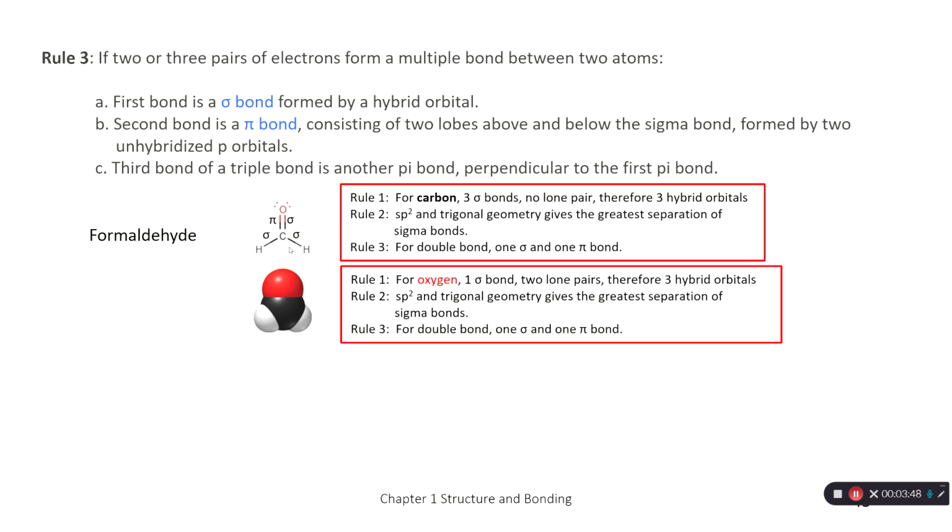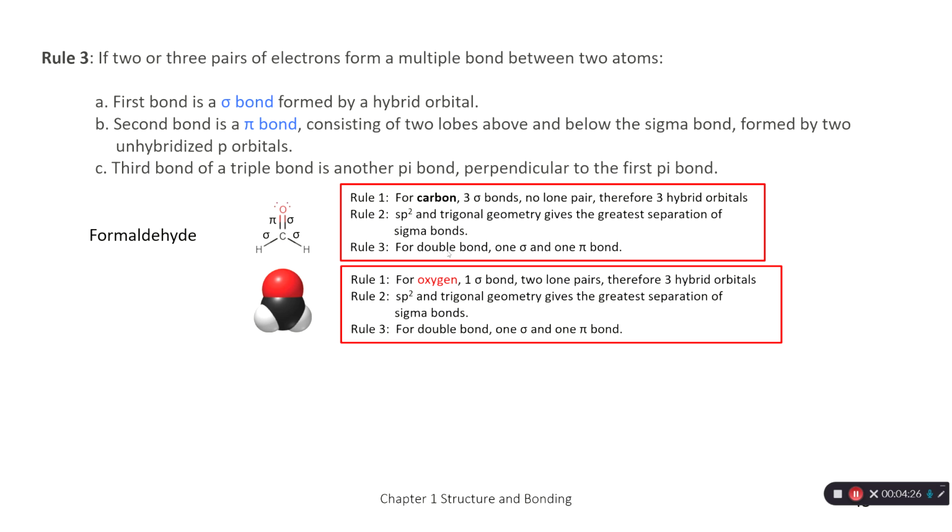How many sigma bonds are there to that carbon? Well, if we look at that, we see there's a double bond, but only one of those bonds is a sigma bond. The bonds with the hydrogens are both sigma bonds, so there are 3 sigma bonds. There are no lone pairs on that carbon. Therefore, there should be 3 hybrid orbitals, and that means, going back to the previous table, that the hybridization should be sp2 with trigonal planar geometry. And that's going to give the greatest separation of those sigma bonds. So we predict that that's going to be an sp2 carbon right there.